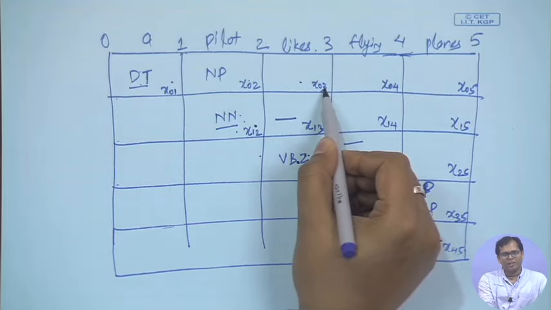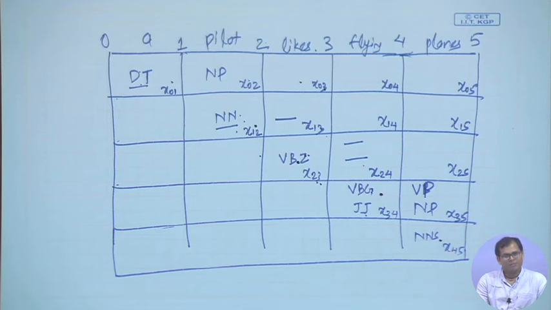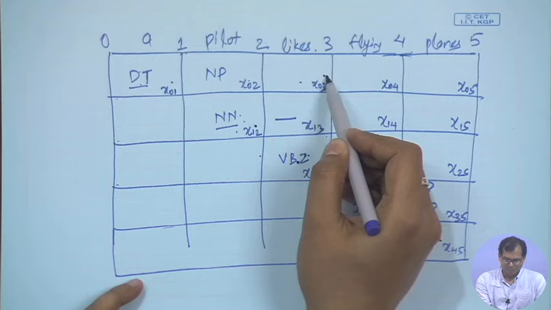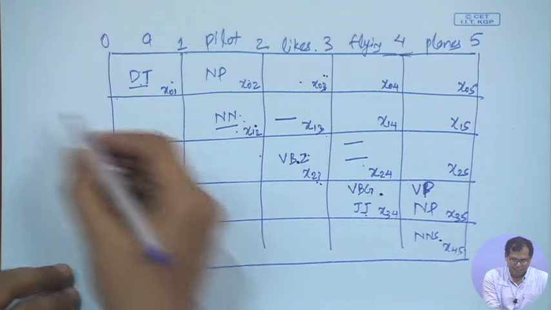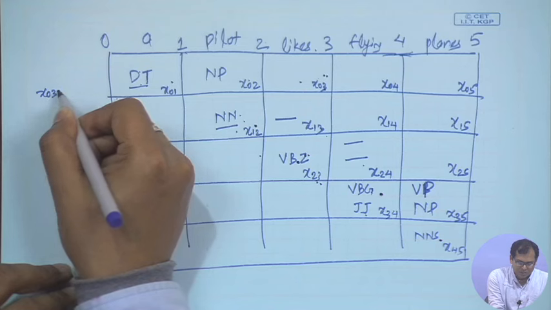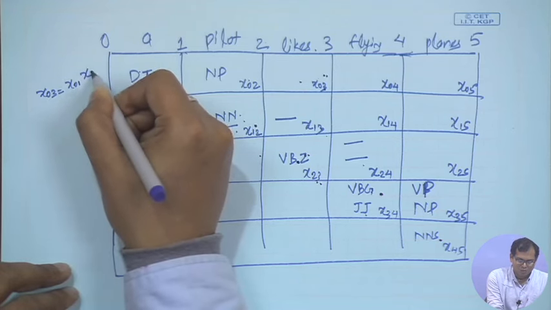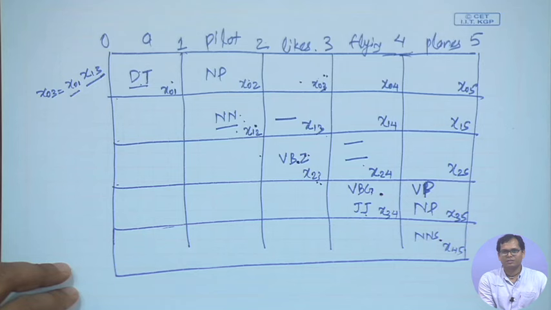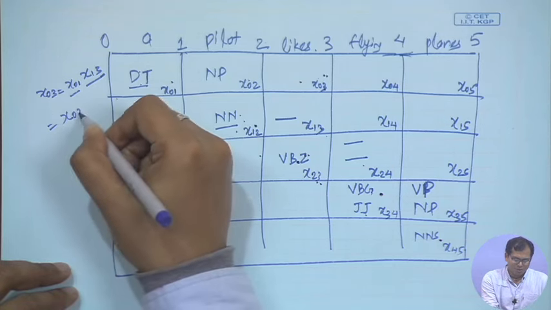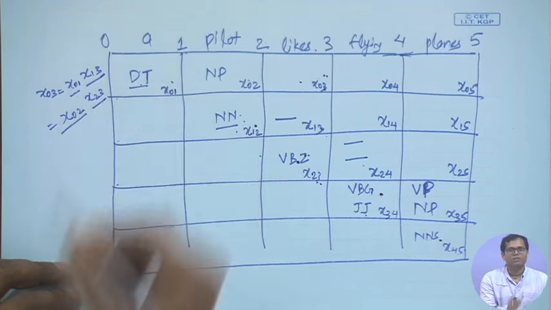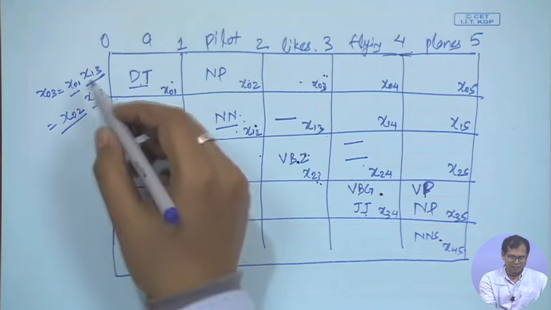Now how do I derive X03, "a pilot likes"? That's why I am using the Chomsky normal form. I cannot derive it as a sequence of 3 non-terminals because each individual non-terminal can give me at most, exactly, 2 non-terminals. So what are the 2 places from which it can come? One possibility is I can break X03 as X01 and X13, 1 word and 2 words, or X02 and X23. There are 2 possibilities. So I have to check each of these possibilities.